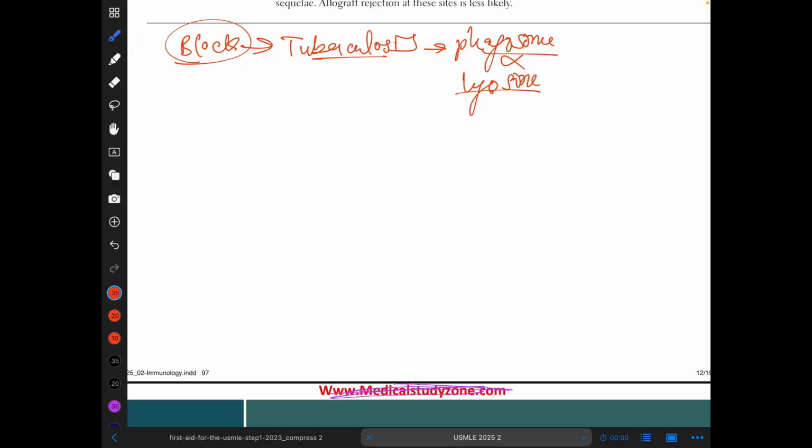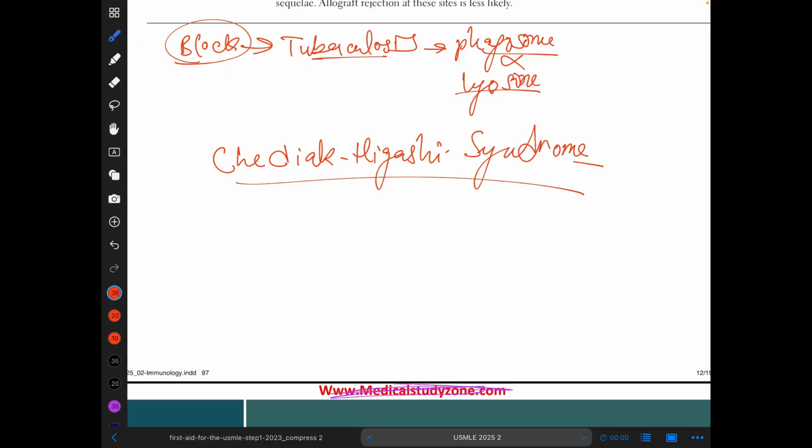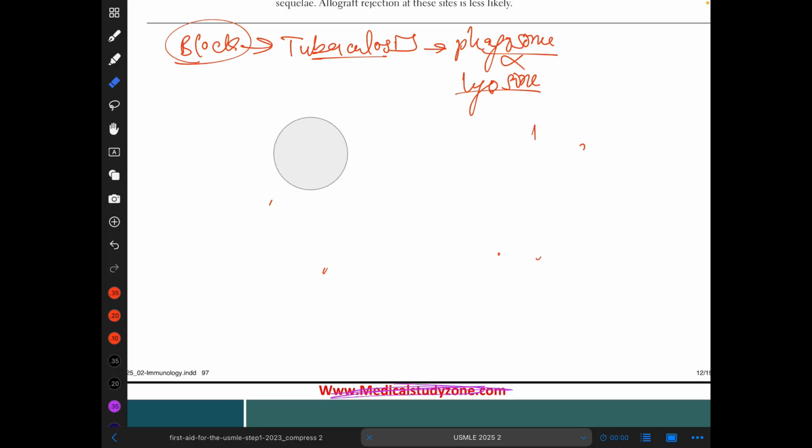If you know about Chediak-Higashi syndrome, it is an immune deficiency syndrome in which there is a failure of the lysosome to fuse with the phagosome, and this disease causes recurrent bacterial infection. What is the main characteristic of this disease? The lysosome is unable to fuse with the phagosome, so they are not able to kill the bacteria, and there will be recurrent infection.